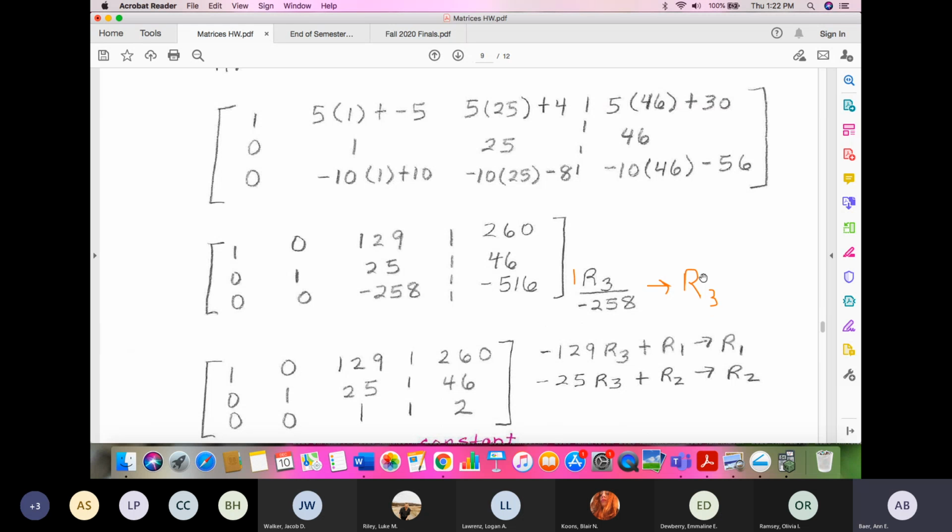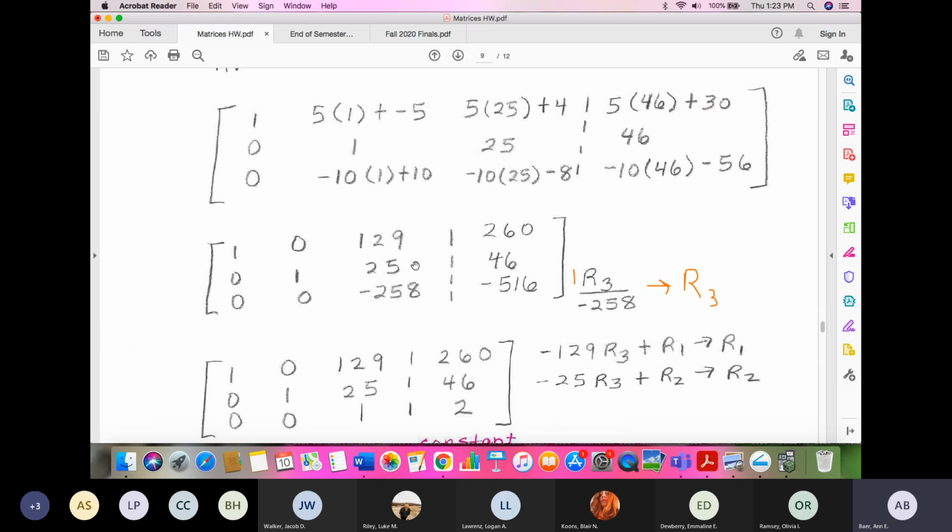So let's take a look. We just need to clean everything up. 5 times 1 is 5 plus a negative 5. That's 5 minus 5, which is 0. And I just copied this down. Then a 1. Negative 10 plus 10, 0. Moving along to this column right here. So 5 times 25 plus 4 is 129.